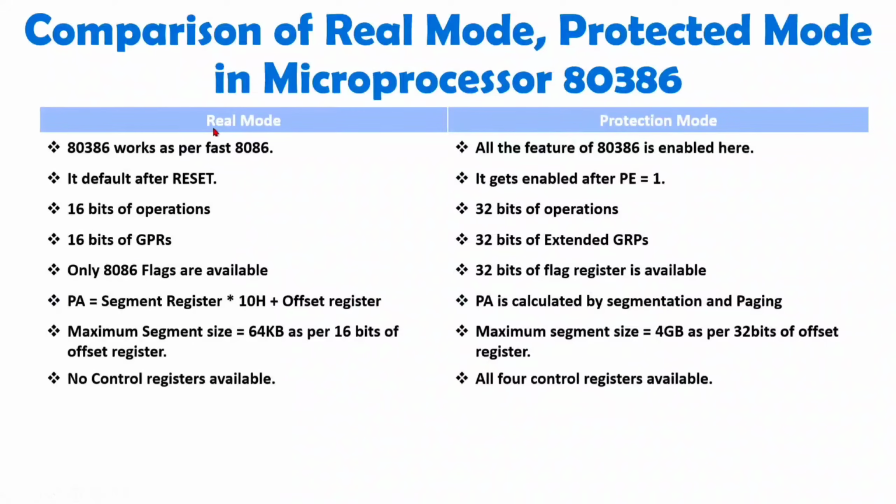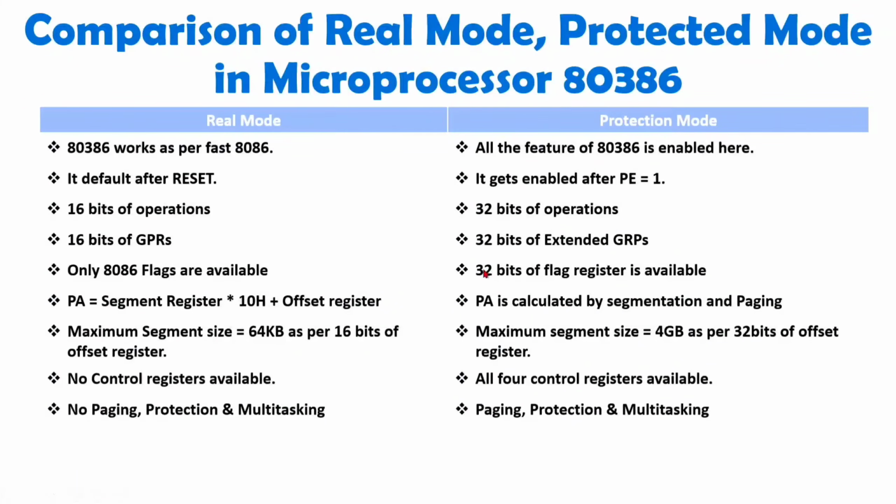Now if you observe real mode, then it is working similar to 8086. So obviously no control registers are available for 80386, right, in real mode. But once it enters into protection mode, all 4 control registers are available. So for control registers also I'll be making a separate video, you just go through it. Definitely that will help you to understand how controlling is provided, right? So all the control registers are available in protection mode.